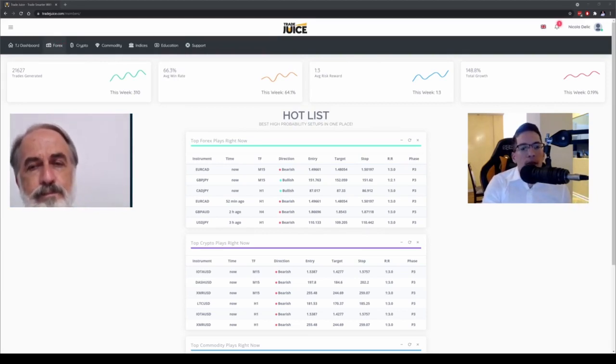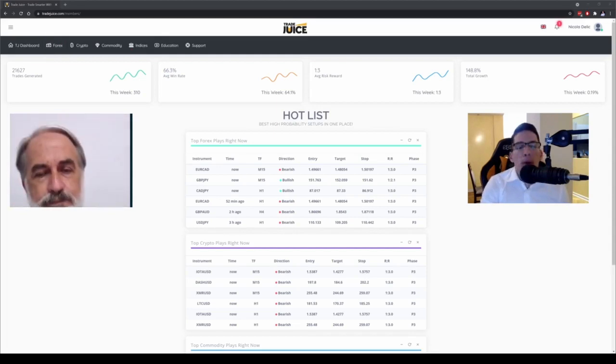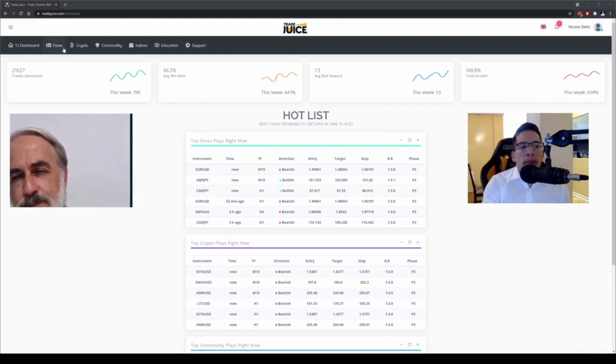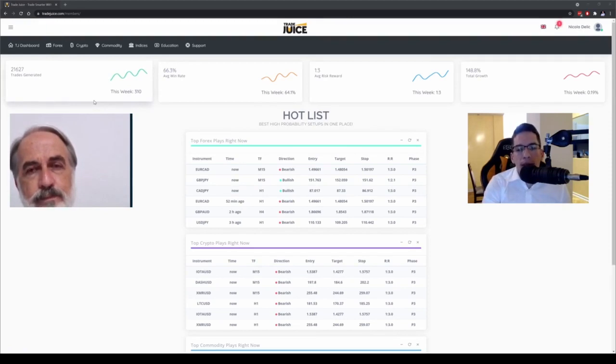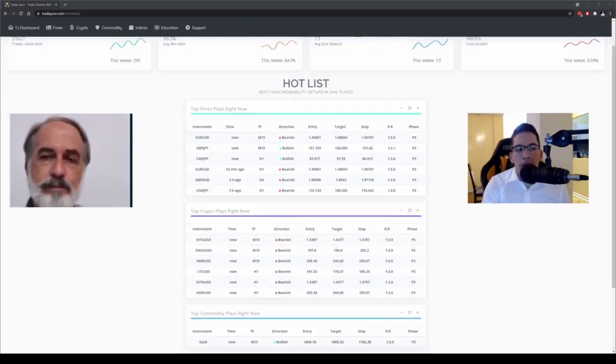After it, we have the education center, and we have a support. Most people that are using the Tradejuice are mostly on this part. You don't need to have 20 things open just to not miss the trade. Everything that you need to find the trade is right here.